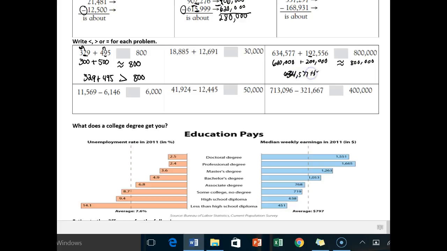So 634,577 plus 192,556 turns out to be greater than 800,000. They're about equal when you round or estimate, and greater than when you're actually looking for exacts.